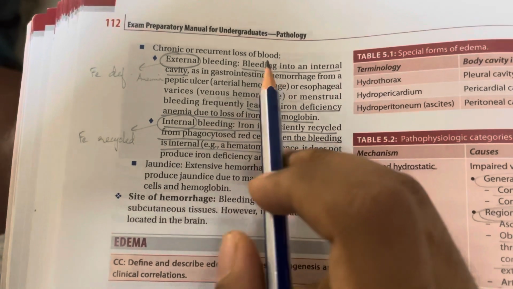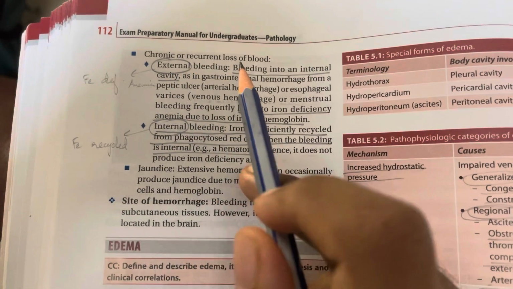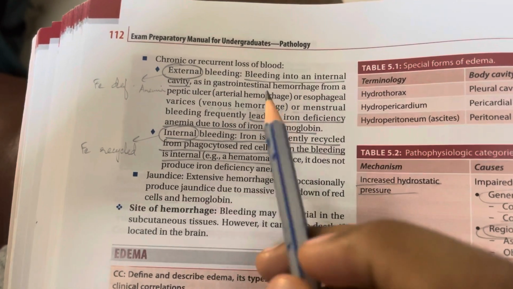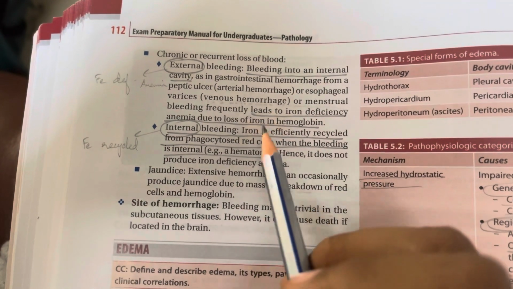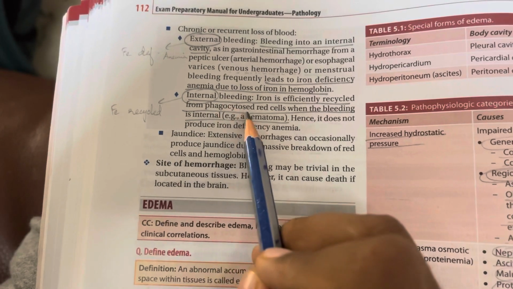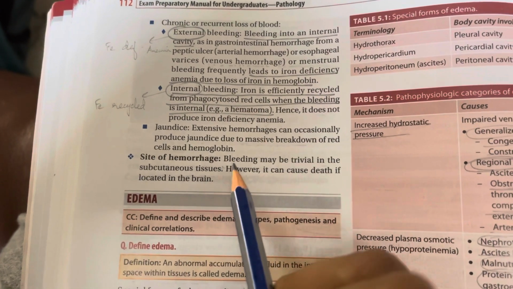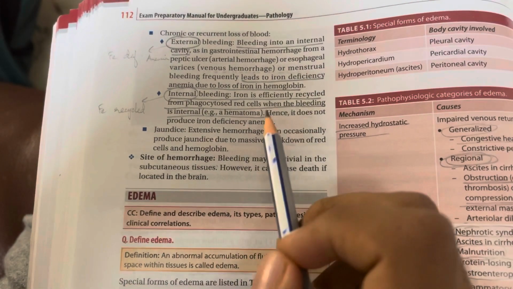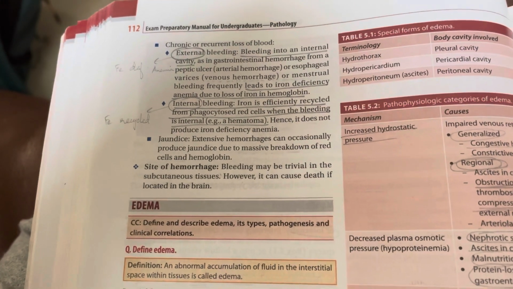And again, chronic loss of blood. If it bleeds into the GI tract, there is external bleeding that results in loss of iron. So there is iron deficiency anemia due to loss of iron and hemoglobin. Internal bleeding, if it goes into a hematoma and again comes back into the vessel, is recycled, so there is no iron loss.